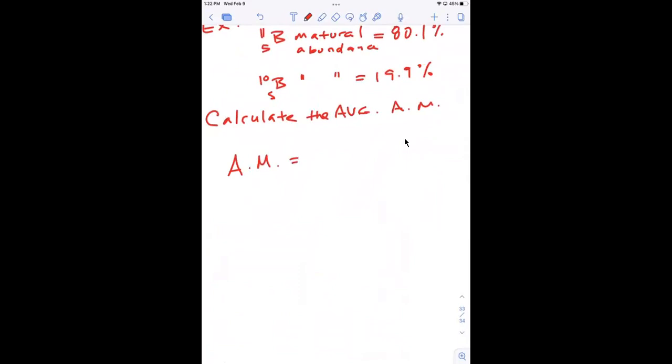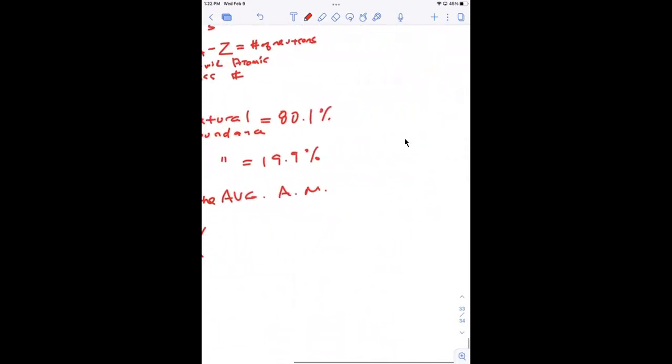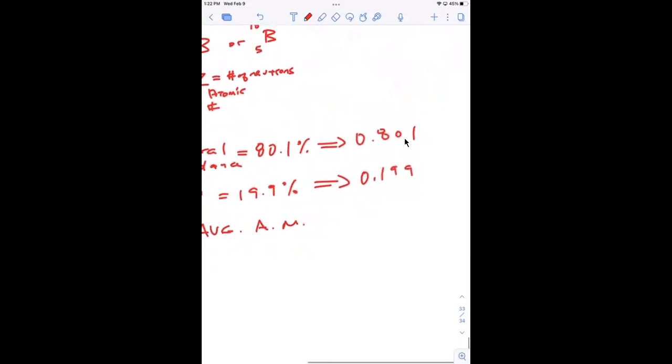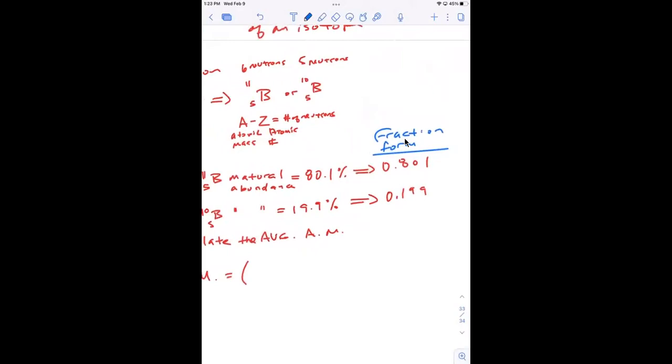So the average mass is going to be equal to, for B11, we're going to turn that percentage into a fraction or decimal. So we're just going to divide it by 100. So that's going to be 0.801. And then for the second one, it's going to be 0.199. Are we okay with that? So we just take that percentage and divide by 100, and that'll give us the fraction form of it. And that's what we use in the equation.